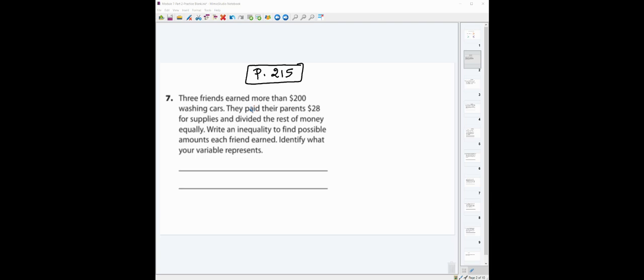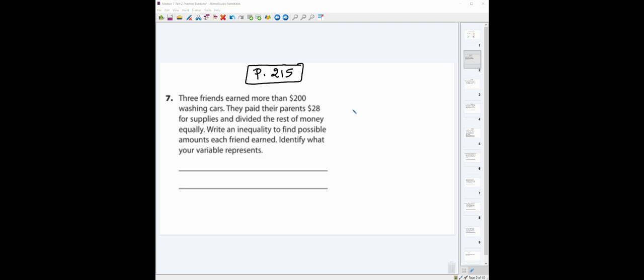So let's go ahead and read this problem. 3 friends earned more than $200 washing cars. They paid their parents $28 for supplies and divided the rest of the money equally. Write an inequality to find possible amounts each friend earned. Identify what your variable represents. So I need you to take a minute, read this again, try and understand the information that they gave us and what they are asking for, and we will go ahead and proceed afterwards.